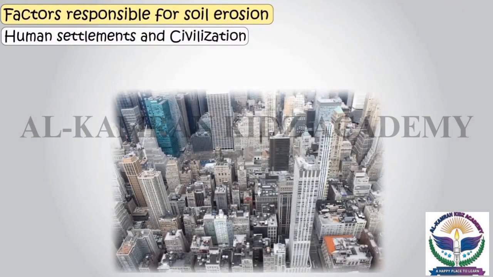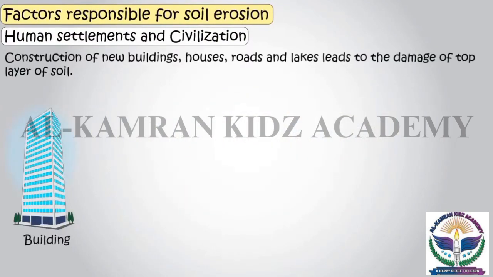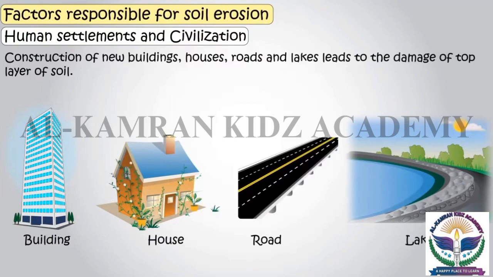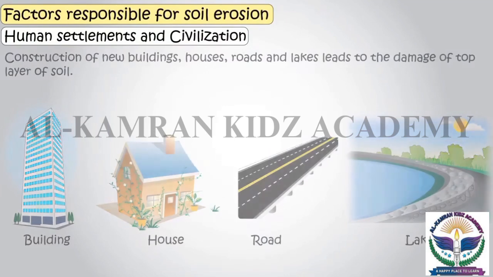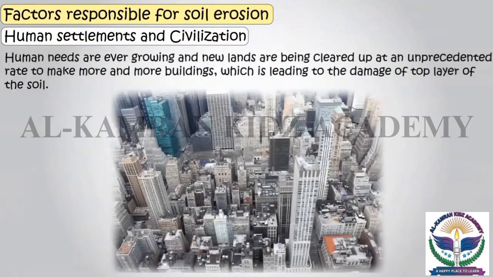Human settlements and civilization. Humans, that is, we, are the biggest factor responsible for soil erosion. Construction of new buildings, houses, roads, and lakes leads to the damage of the top layer of soil. Even some practices of farming or cultivation damage the top layer of soil. Human needs are ever growing, and new lands are being cleared at an unprecedented rate to make more and more buildings, which is all leading to damage of the top layer of the soil.